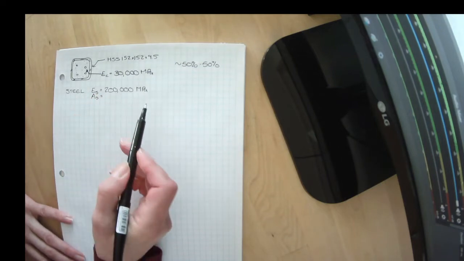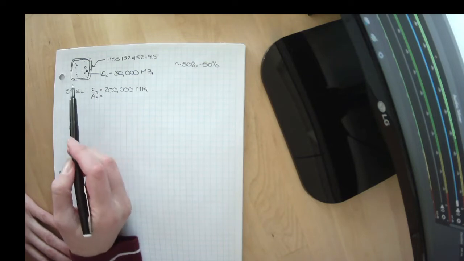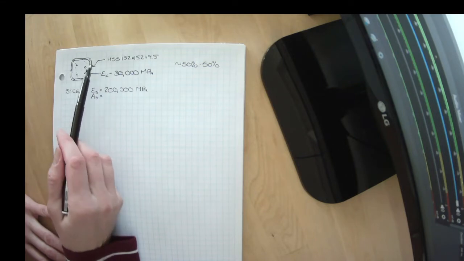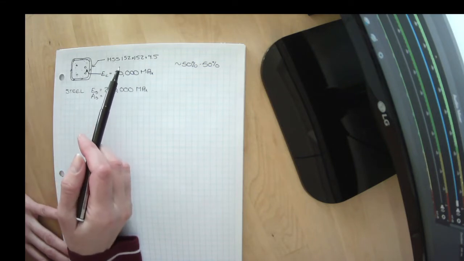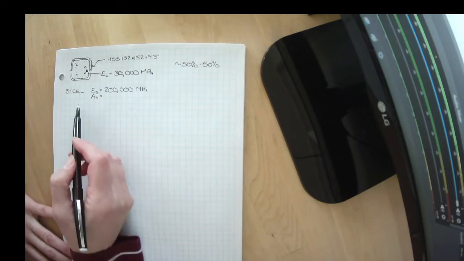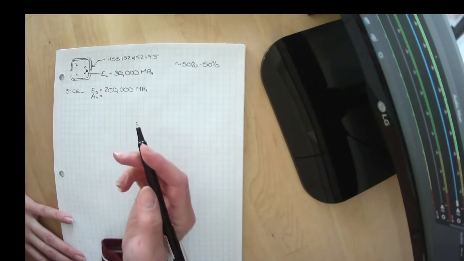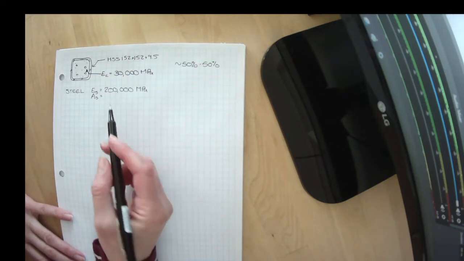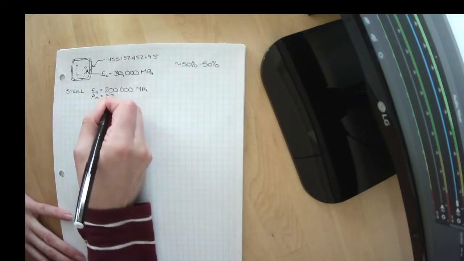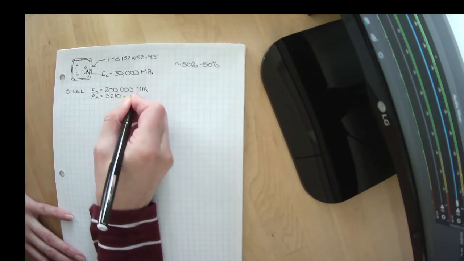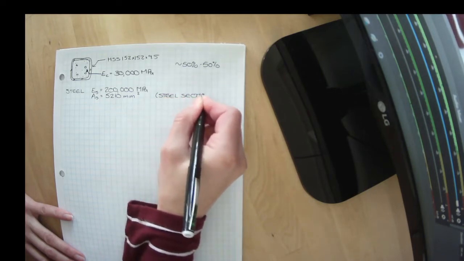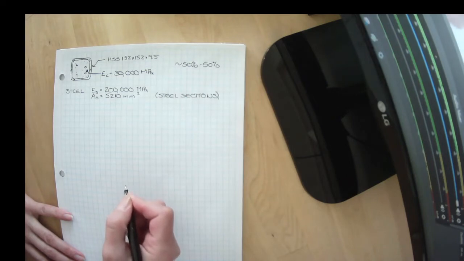The area of the steel, we could manually calculate that, but we know that they have a steel property table, so we can go look up the exact area of this HSS. So if I go to that steel sections PDF, it'll show me that I have an HSS 152 by 152 by 9.5 with an area of 5,210 millimeters squared. And that came from the PDF of steel sections.